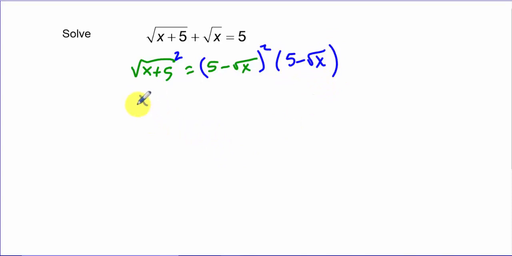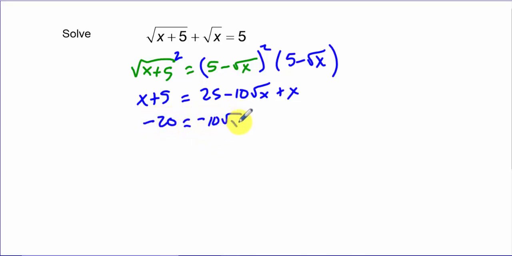All right, so this pops out as x plus 5. I get 25 minus 5 root x minus 5 root x is minus 10 root x. And then x. Bring everything over to one side because I'm going to isolate the radical now since we only have 1. The x goes away. I bring this 25 over. I get negative 20 is equal to negative 10 root x. Divide. 2 is equal to root x.